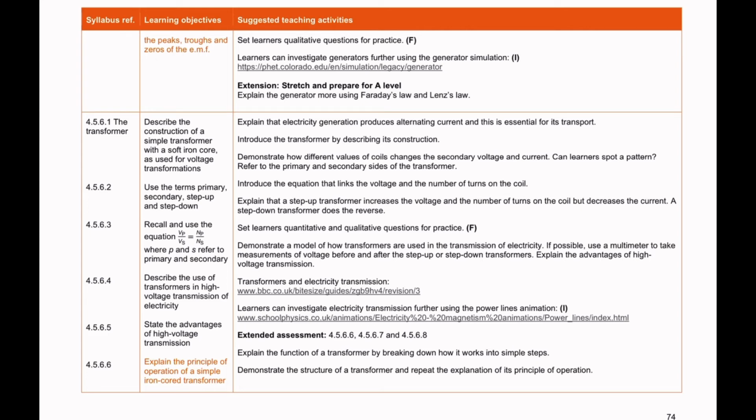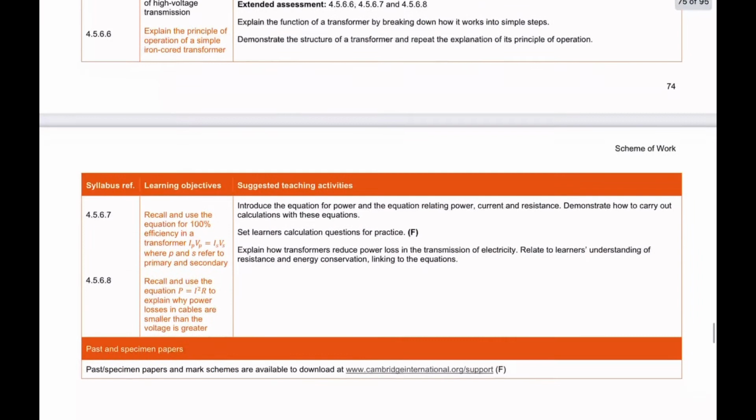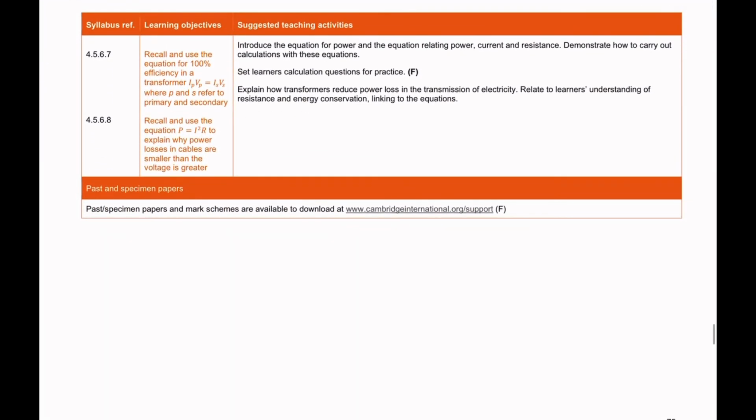Explain the principle of operation of a simple iron core transformer. Recall and use the equation for 100% efficiency in a transformer, IpVp is equal to IsVs, where P and S refer to primary and secondary. Recall and use the equation P is equal to I squared R to explain why power losses in cables are smaller when the voltage is greater.